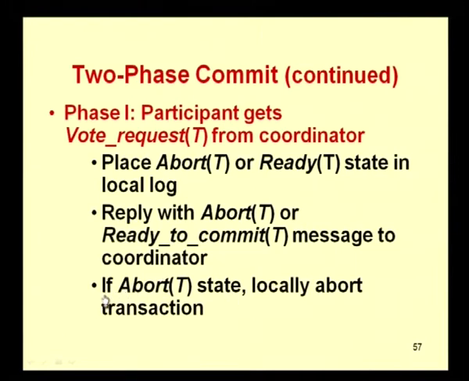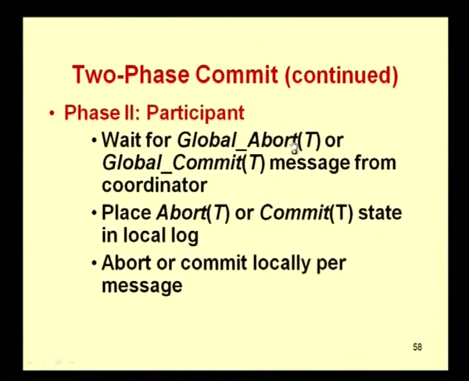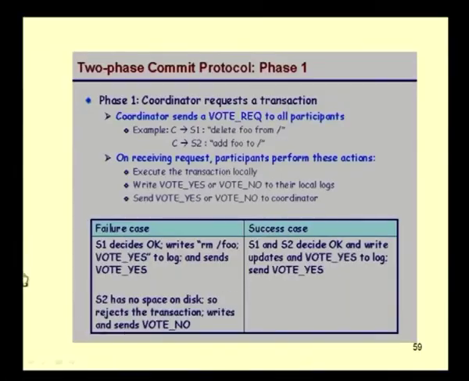If abort T, locally abort the transaction. Here he has to wait for the global decision. Once he sends his vote in phase 2, he has to wait for the global abort or global commit message from the coordinator, and he has to place abort T or commit T in the local log because of the other participants, and also abort or commit locally as per the message. So, this is the two-phase protocol.